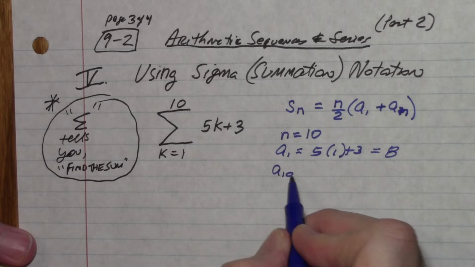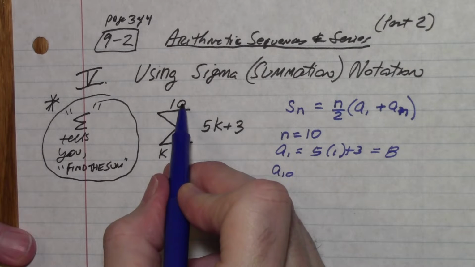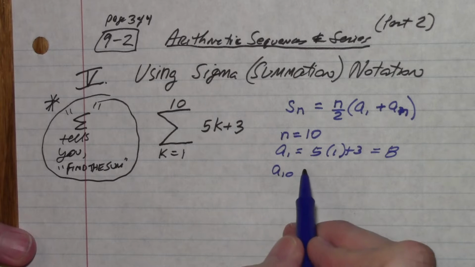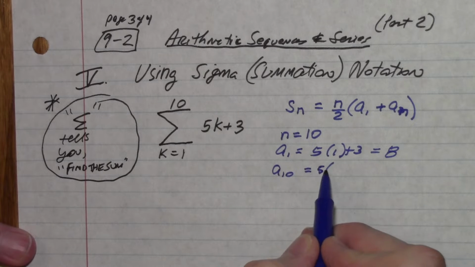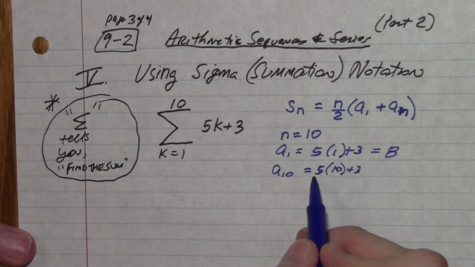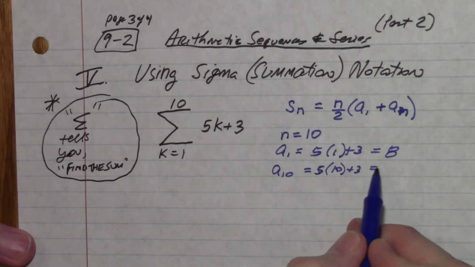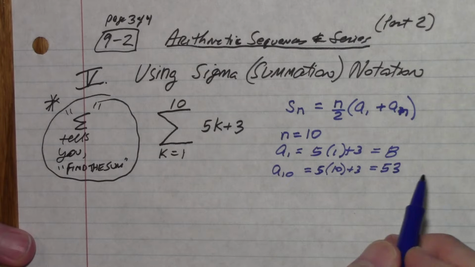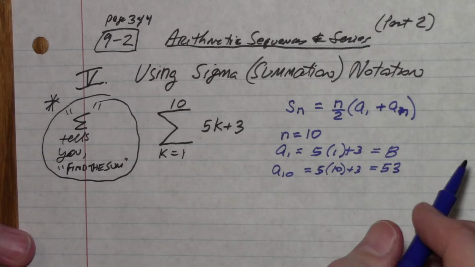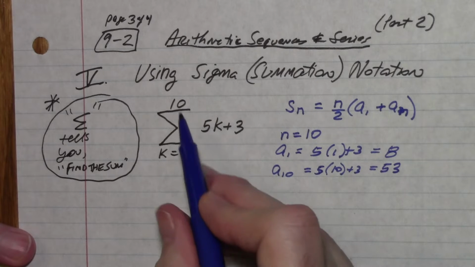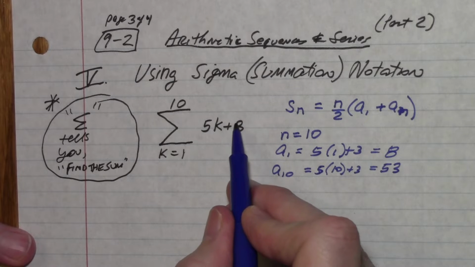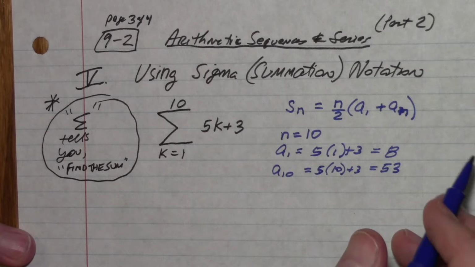For the amount of the 10th term, because this is k equals 10 for the 10th term, we put 10 in here. So that means the amount of the 10th term is going to be 5 times, let's put 10 in there, plus 3. So it's going to be 50 plus 3. That's going to be a 53. Okay. So now, let me double check here and think. 10 times 5 is 50. 51, 52, 53. Okay, I think everything's good.